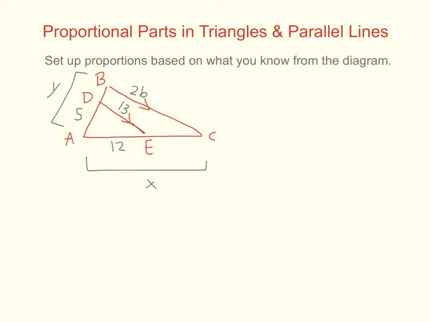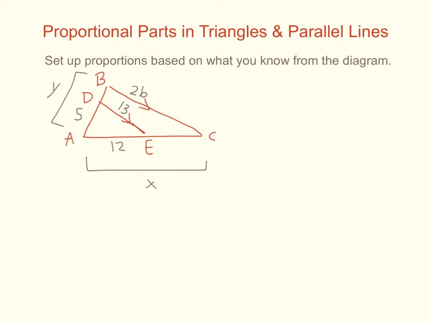So if I'm given this triangle here, and I'm telling you that BC is parallel to DE, I'm giving you some information as well that AD is 5, AE is 12, DE is 13, and then I'm also telling you that BC is 26, AC is X, and BA is Y. So first, I want to set up some proportions here.